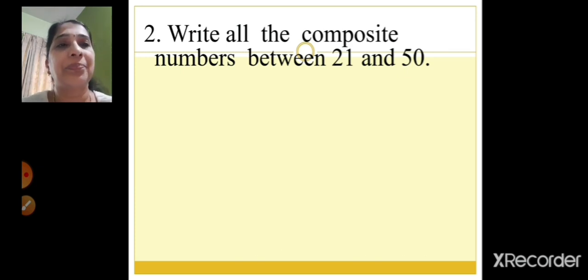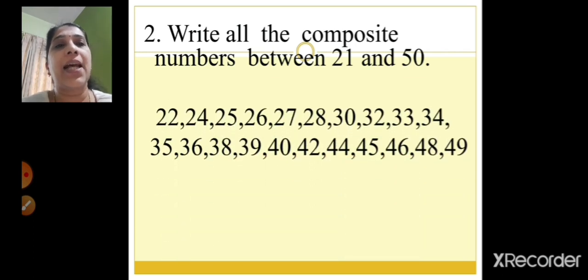So now what I will do? These are the composite numbers: 22, 24, 25, 26, 27, 28, 30, 32, 33, 34, 35, 36, 38, 39, 40, 42, 44, 45, 46, 48 and 49. So these are all the composite numbers. But I'll just show you how these are the composite numbers, how these numbers have come.